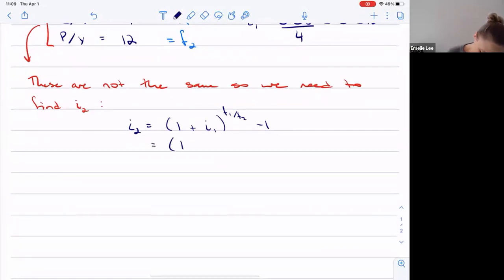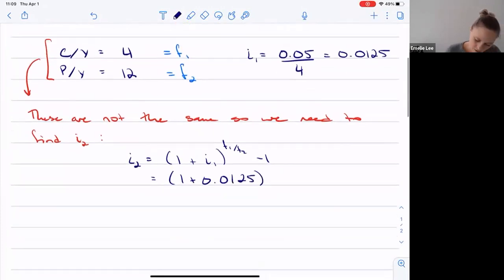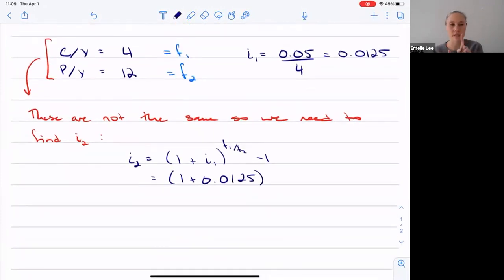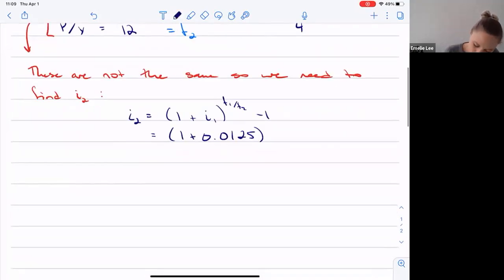And so I have 1 plus 0.0125 to the power of, and this is where it's really important, you're going from quarterly to monthly. That's how I read these, right? From quarterly to monthly, and then minus 1. So 4 over 12 and then minus 1. When you do this calculation, remember the 4 over 12 all has to be in the power.